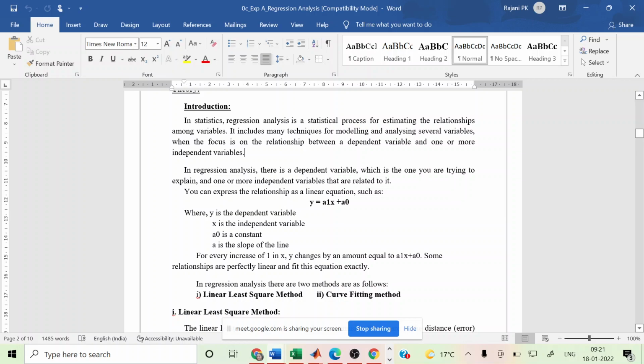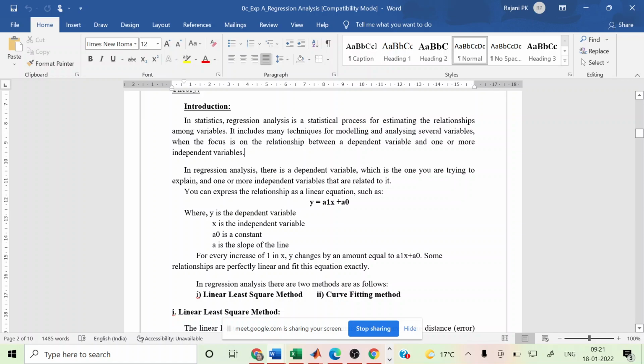What can be the variables? Dependent and independent variables. Okay, already in the class I have discussed, that's why I'm not going in depth of it. Correct. And you have to read this. Okay, it includes many techniques for modeling and analyzing several variables, focusing on the relationship between the dependent and one or more independent variables.